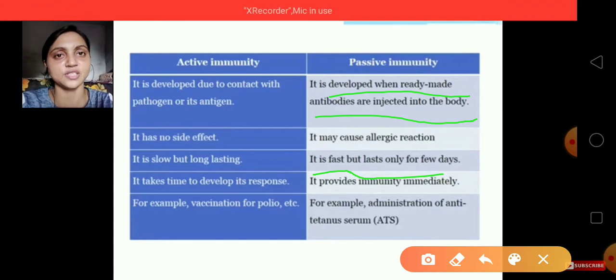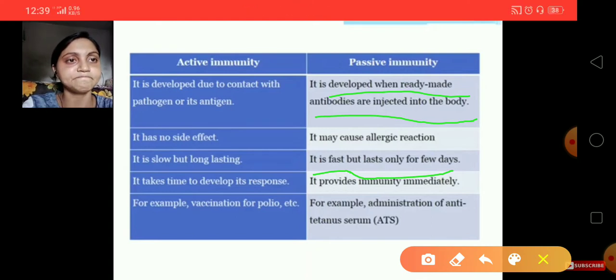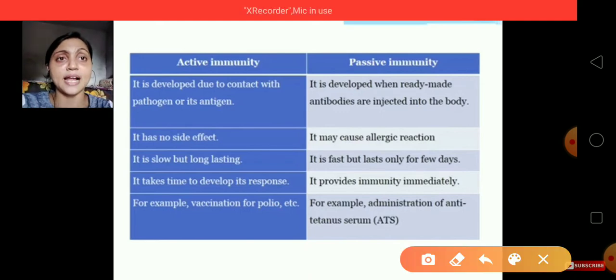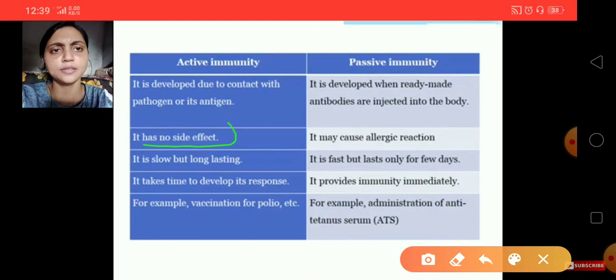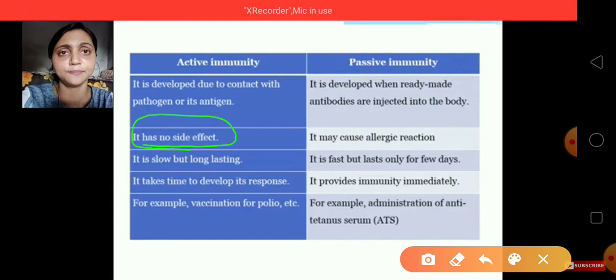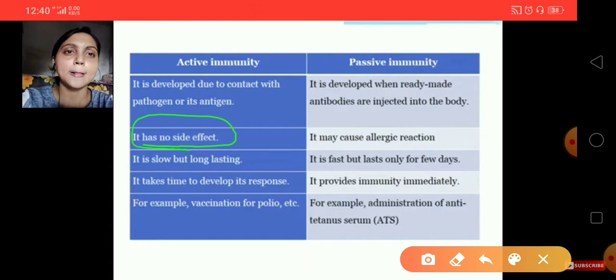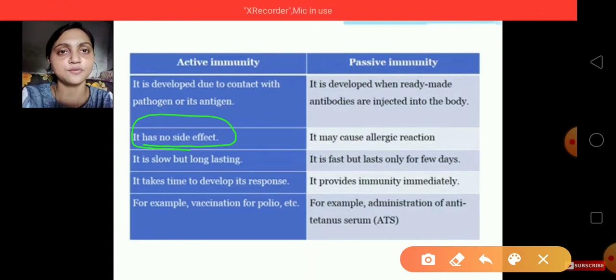It is a temporary process, because the antibodies which are injected ready-made inside our body are not the very own part of the immune system of the human or any kind of animal. So the immune system of that organism will tend to reject that ready-made antibody. Now, in active immunity, the antibodies are produced naturally after getting diseased. The antibodies are part of its own immune system, so there will be no side effect.